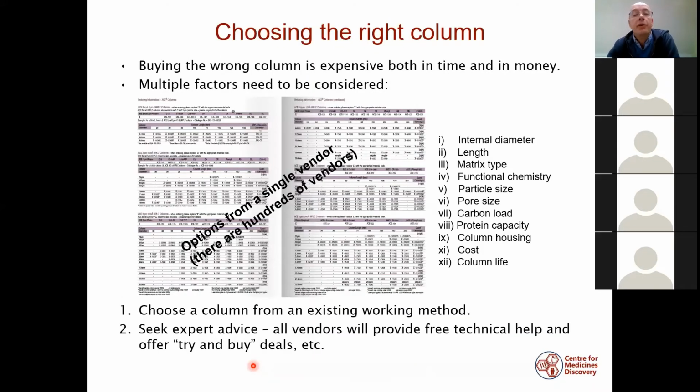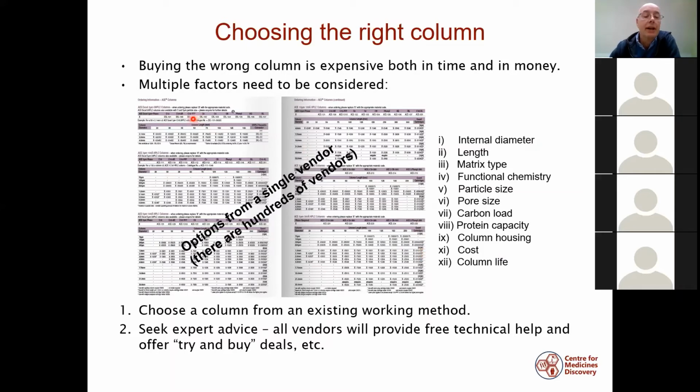You will need to choose an HPLC column. You need to give some thought to this, because by buying the wrong column, you're either going to waste money or, more importantly, you're going to waste time. There are multiple factors you need to consider, and I've listed them here: internal diameter, length, matrix type, functional chemistry, particle size, the pore size, the carbon load, the protein capacity, the column housing, the cost, and the column life. We'll go through all of these separately.